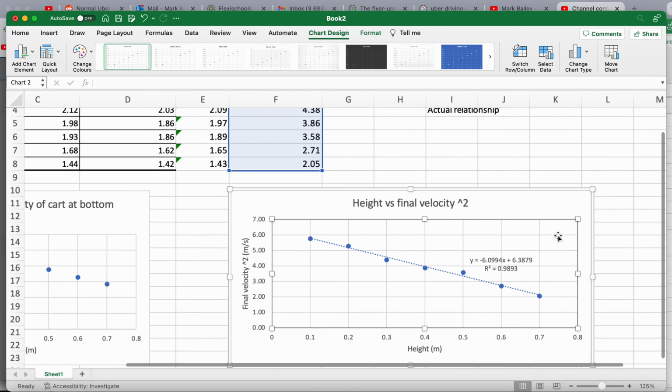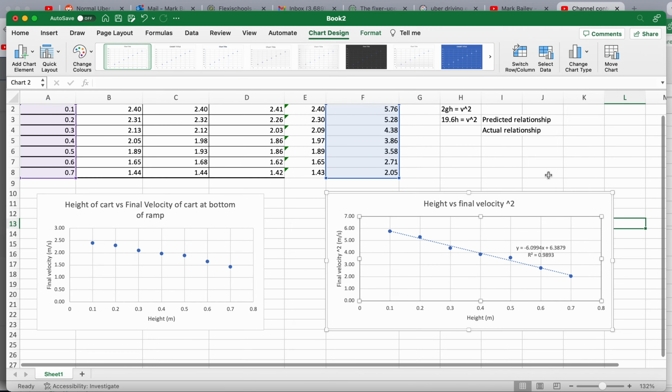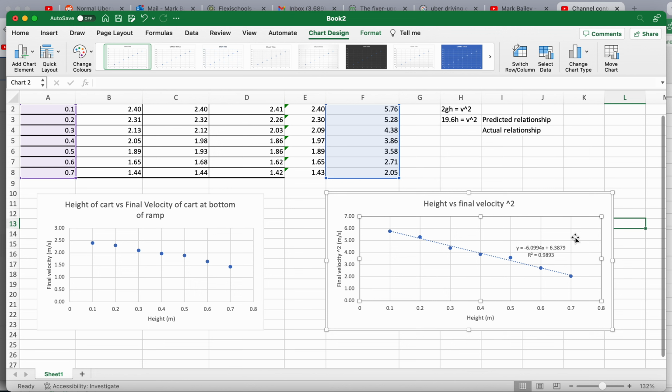As you can see, that's the equation of the line. That's basically the best fit of your data points. Now remember, this is height versus final velocity. This r squared tells you how accurate your data is. If r squared is 1, then you've got no errors at all. Here you can see we've got some slight error.